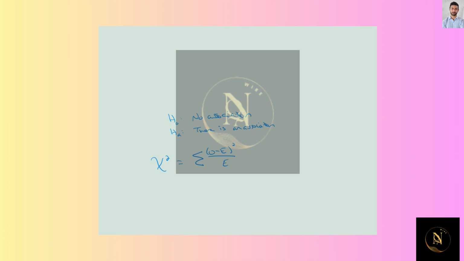And running that data into a calculator, I got 30.3522. This would come from subtracting 280 minus the expected value of 267.77, squared over 267.77, and then the 302 minus 314.23 squared over 314.23, and so on and so forth.